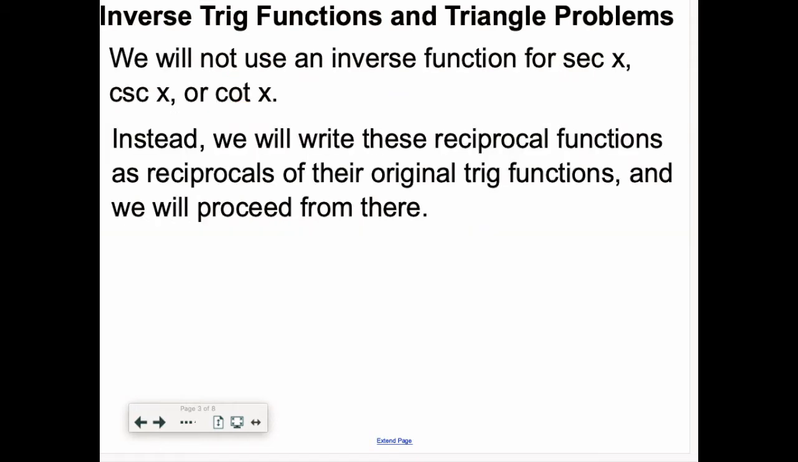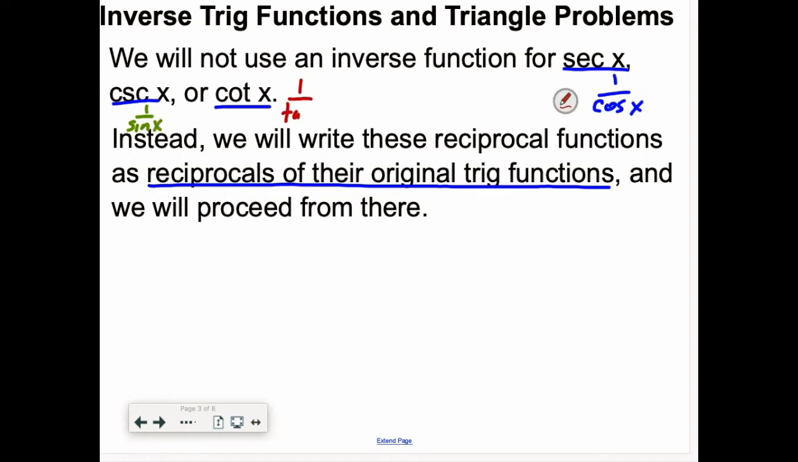So we won't use an inverse function for secant of x, cosecant of x, or cotangent of x. Instead, we're going to write the reciprocal functions out as reciprocals of their original trig functions. And then we're going to proceed from there. So any problem in which you find yourself having to find the inverse of secant, remember, secant is 1 over cosine of x. Cosecant is 1 over sine of x. And then cotangent is 1 over tangent of x, or you could just write it as cosine of x over sine of x. Either way, you're able to then use the inverse functions.